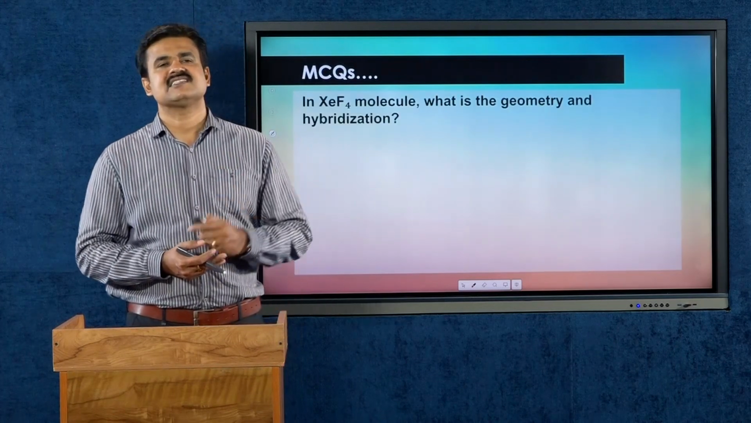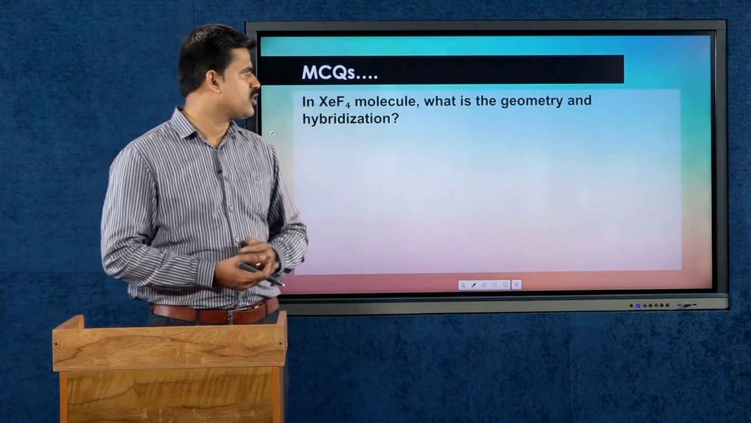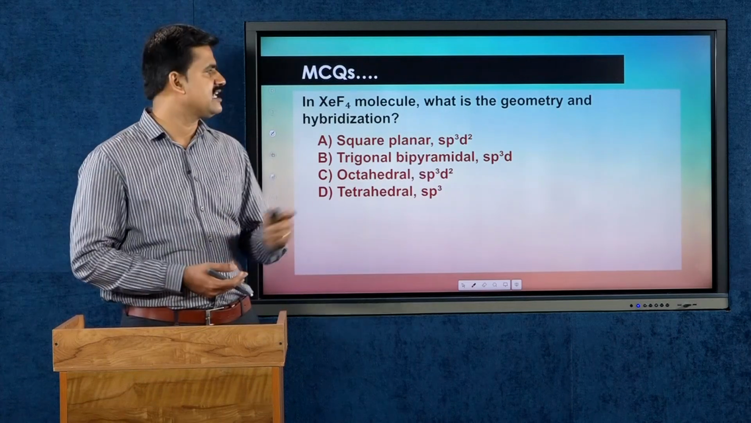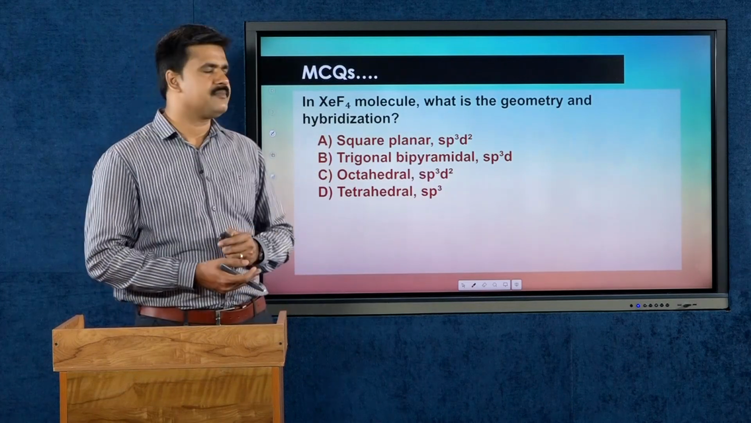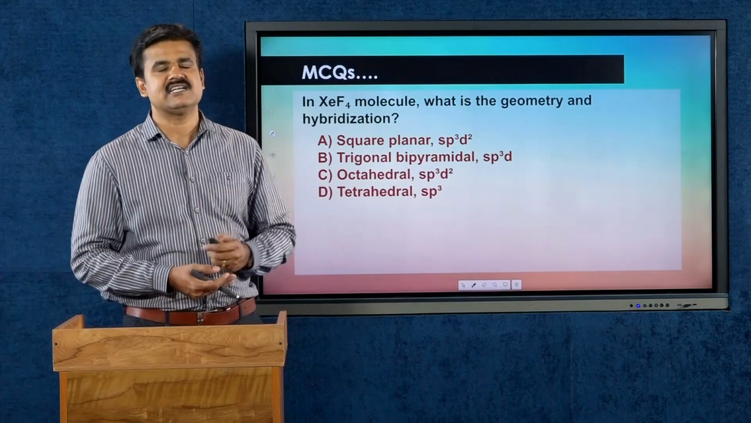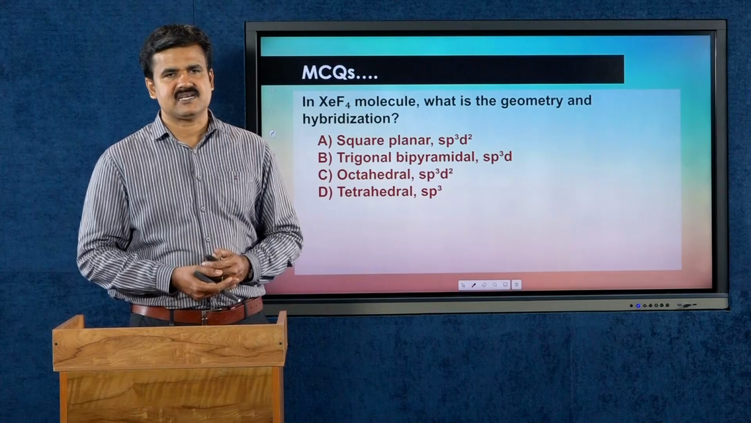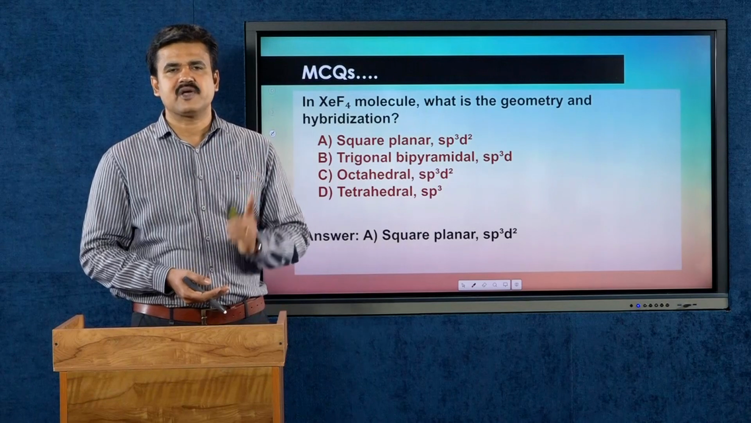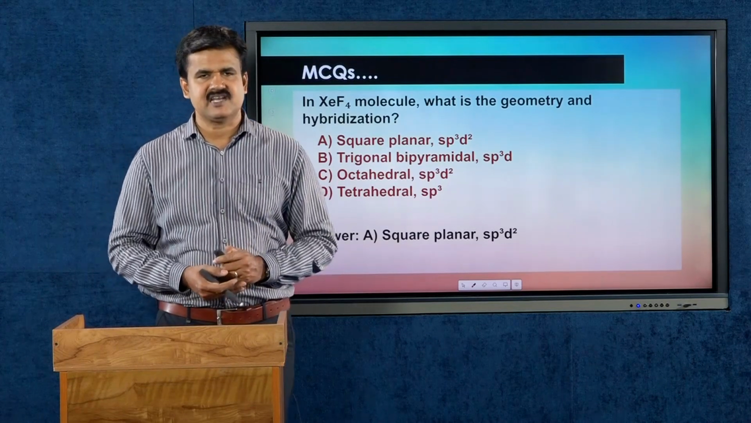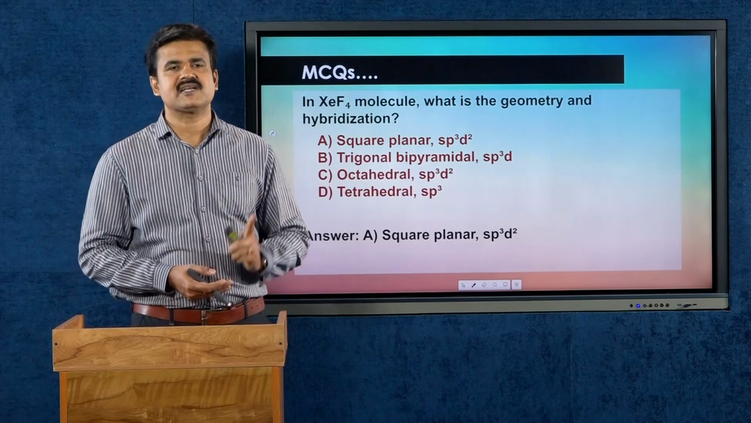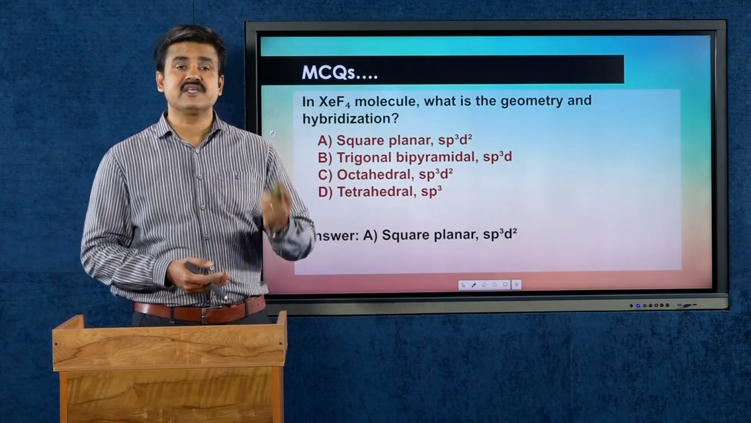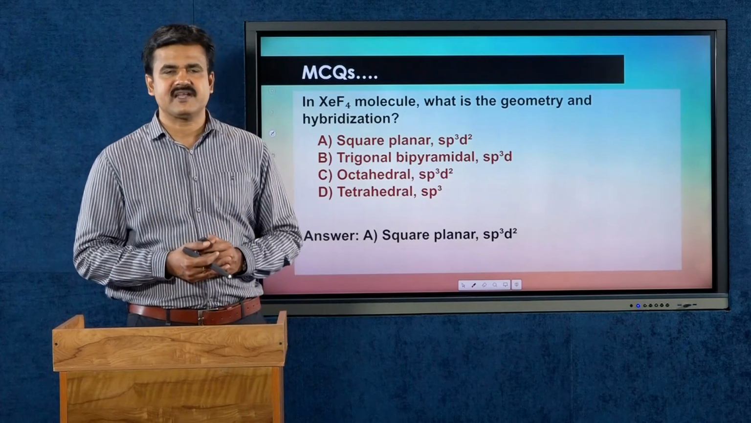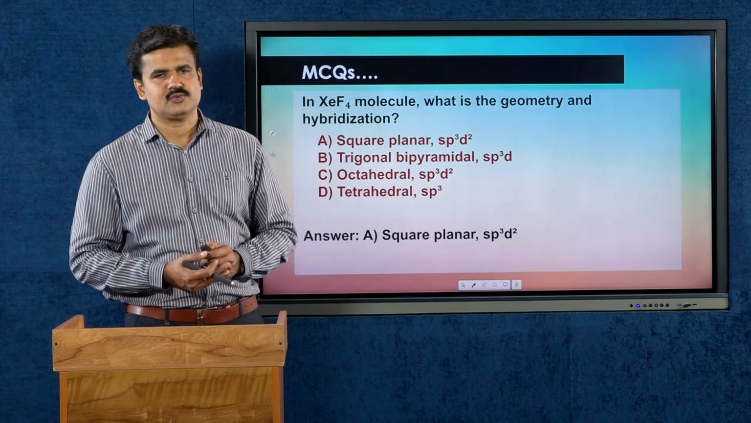Now, we are discussing another MCQ. In the HCF4 molecule, what is the geometry and hybridization? These are the options: square planar geometry, sp3d2 hybridization; trigonal bipyramidal with sp3d hybridization; octahedral, sp3d2; and tetrahedral, sp3. On careful analysis of the four options, you can arrive at the final answer as option A, square planar with sp3d2 hybridization. sp3d2 hybridization implies octahedral geometry, but in HCF4 there are two lone pairs. Excluding those lone pairs, you will get a square planar shape. So, in the HCF4 molecule, the shape will be square planar, but the hybridization will be sp3d2.